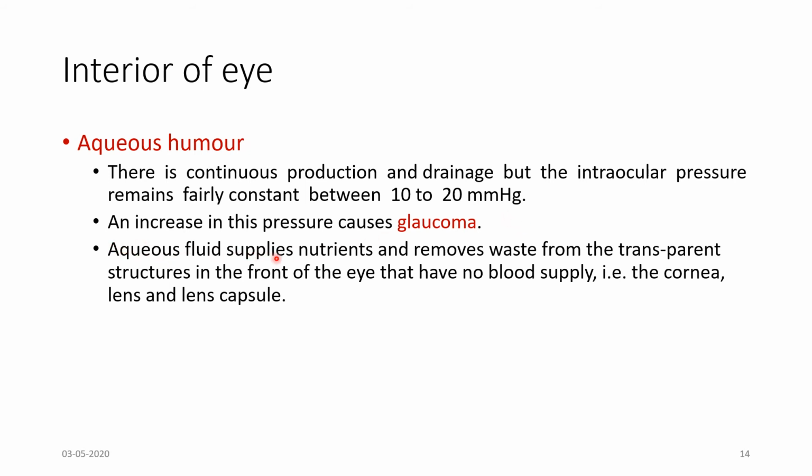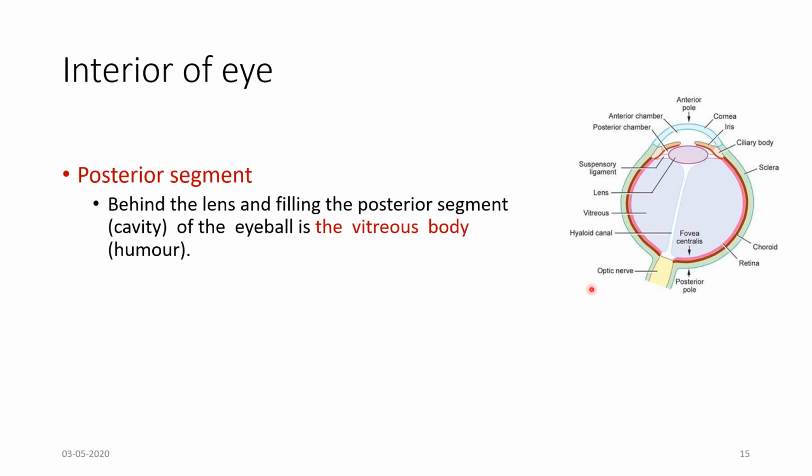The function of aqueous fluid is it supplies nutrients and removes waste material from the transparent structures in the front of the eye that have no blood supply. It is the cornea, lens and lens capsule. The posterior segment is behind the lens and it fills the posterior segment of the eyeball, and it is called the vitreous body or vitreous humor.